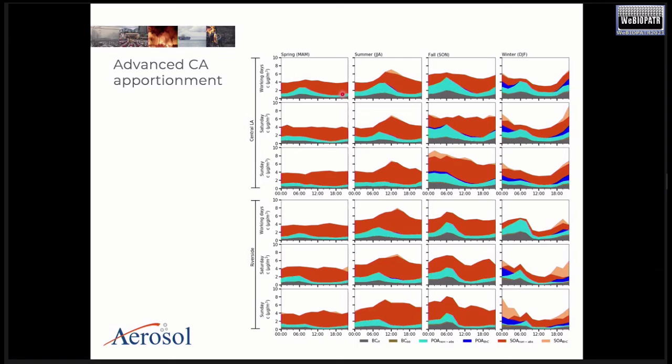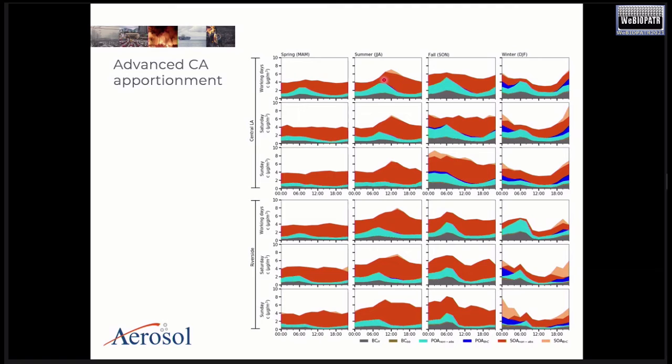But during the day, the wind speed increases, the planetary boundary layer also increases. That's why the concentrations go down. And even in the evening, especially in the summer months, and fall and spring as well, the boundary layer stays quite high during the evening. So although there is an afternoon rush hour, you cannot see it in the concentration of black carbon and primary organic carbon.